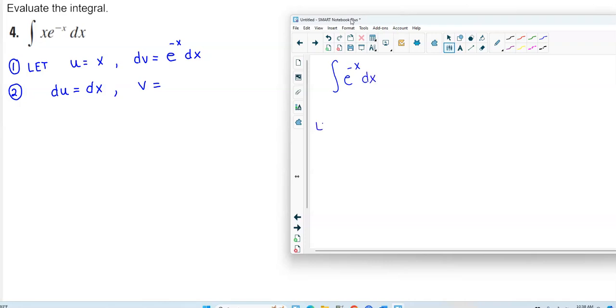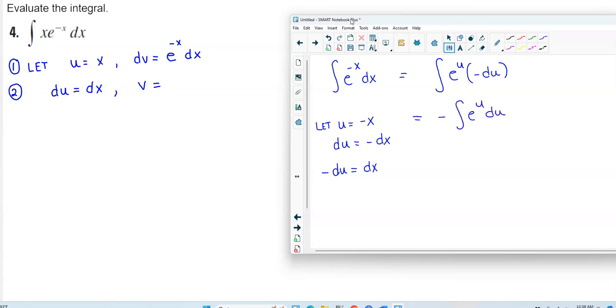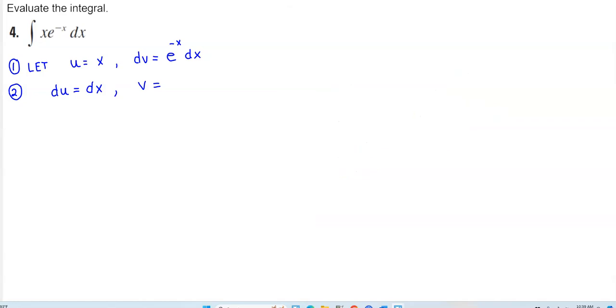Okay, so we would let u equal negative x, and du is going to equal negative dx. Multiply both sides by negative, we get negative du, which is equal to dx. So let's go ahead and substitute. So we have e to the u times negative du. So factor out the negative. We have negative e to the u du. Sorry, let's go ahead and do that again.